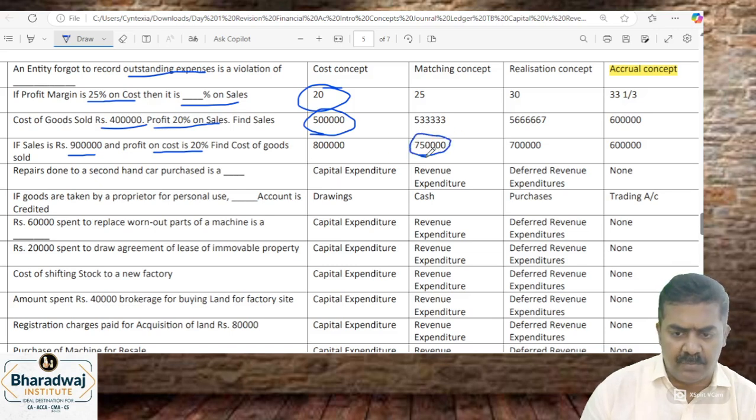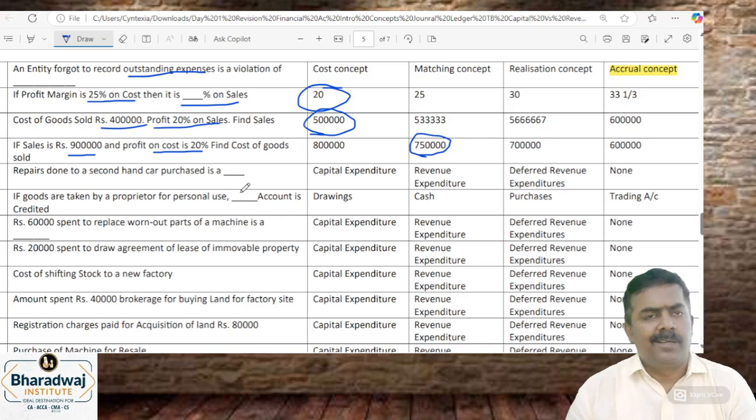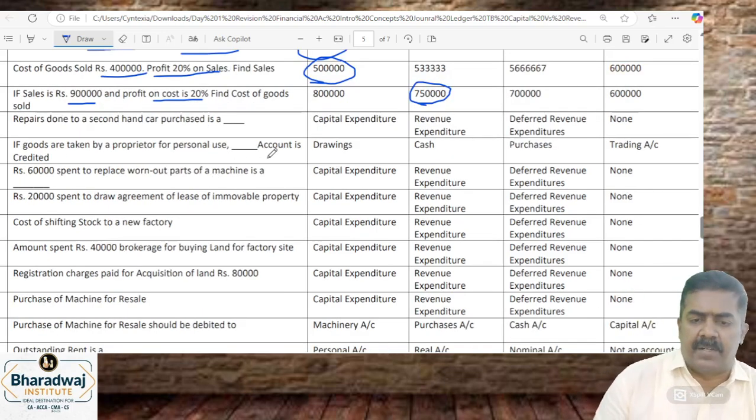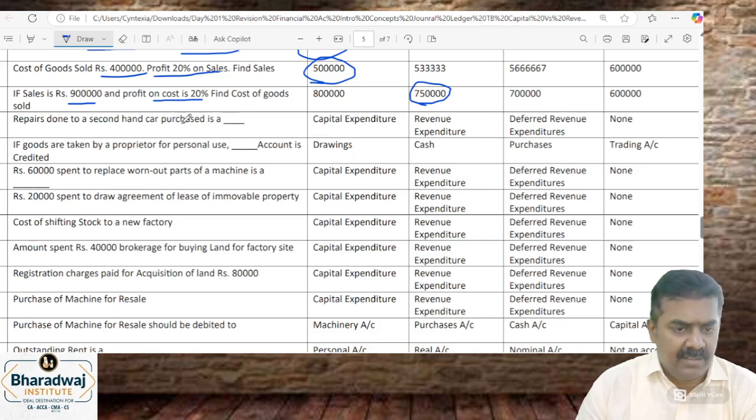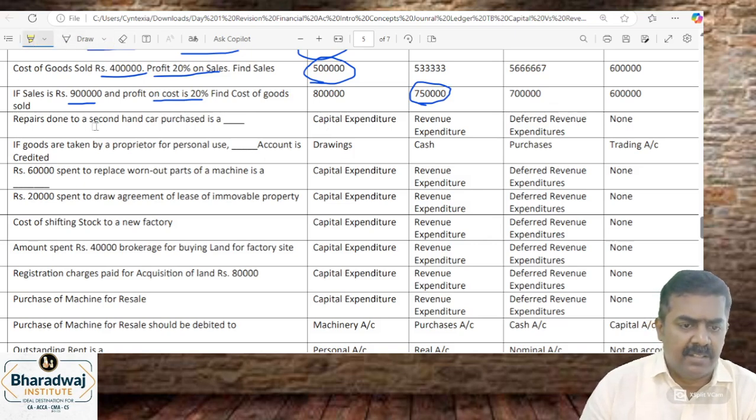This is 7,50,000. Repairs done to a second-hand car purchased. You purchase a second-hand car and repair it immediately. What is that? Capital expenditure. We saw that, before the asset is put into use.